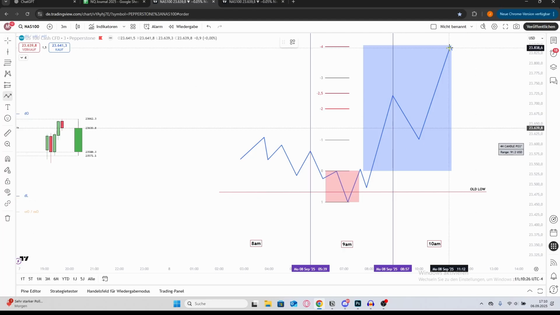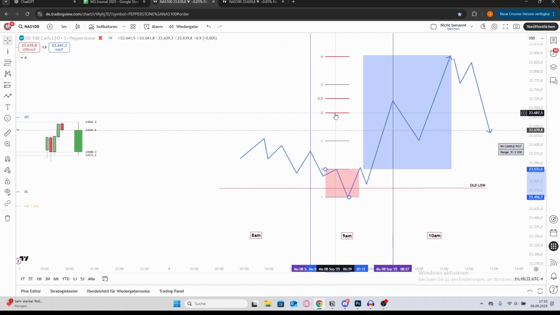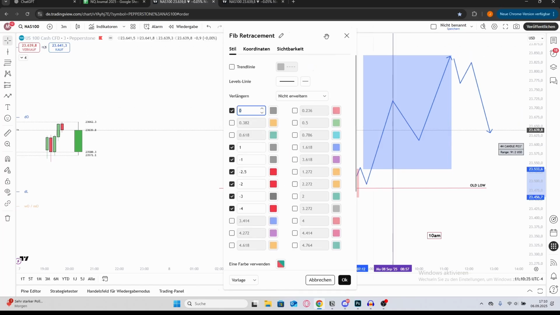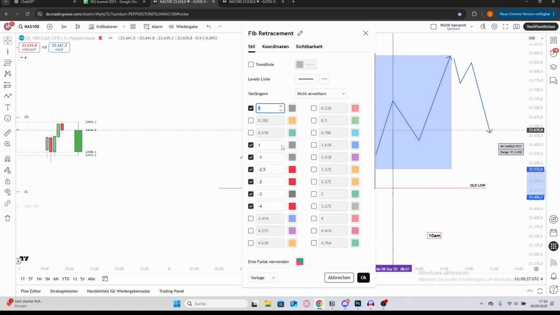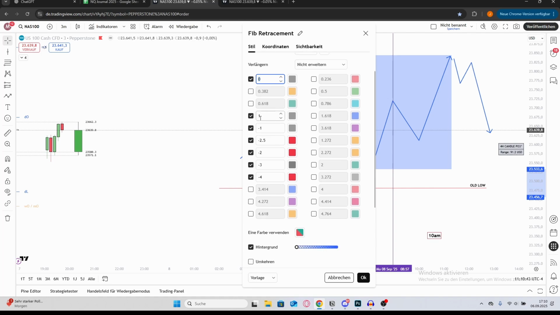And I think the most important thing is, I should show you now what kind of settings I have. And for this, I'm always using TradingView. So you can see it here, and that's what I do. I'm using the Fibonacci tool, and you can go to settings here, and then just click here on the settings. And we are using the settings -4, -3, -2.5, -2, -1, 0, and 1.